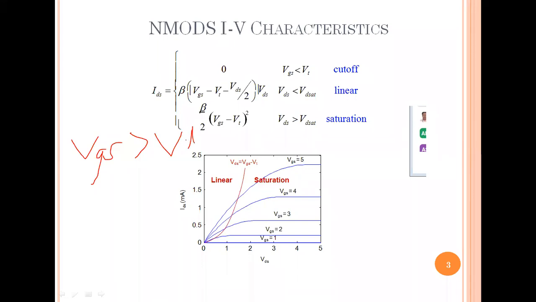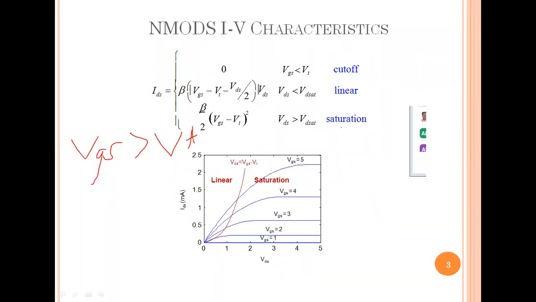The first is when VGS is less than VT, that is cutoff. And when VGS is greater than VT, it's called linear, but in that condition your VDS is less than VDS saturation. That is the linear region. What will happen in the linear region? If you increase the VDS, accordingly ID also increases linearly. That's why it's called a linear region.